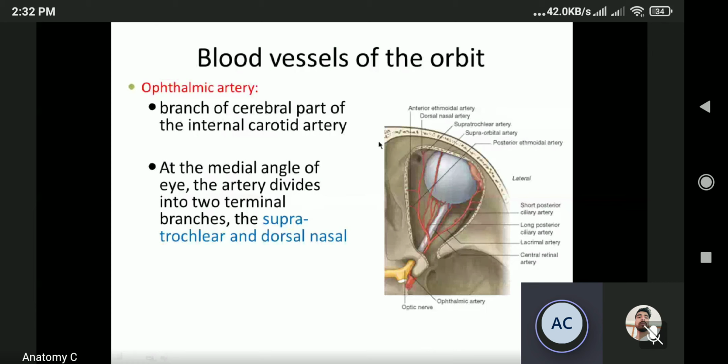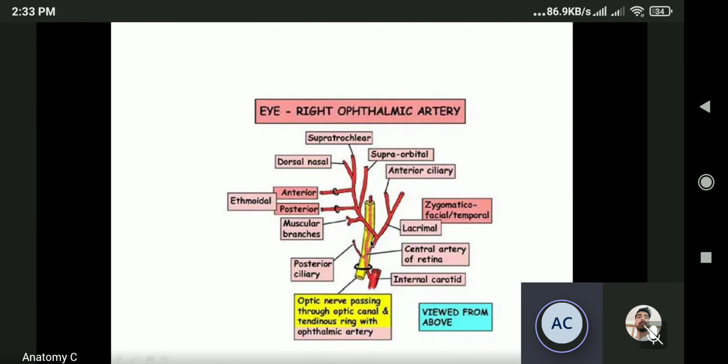So the ophthalmic artery is the branch of the cerebral part of the internal carotid artery. At the medial angle, the artery divides into the supratrochlear and dorsal nasal arteries. So these are the blood vessels of the orbit. You can see here, this is the optic nerve, this is the artery, and it is divided like this: dorsal nasal and supratrochlear.